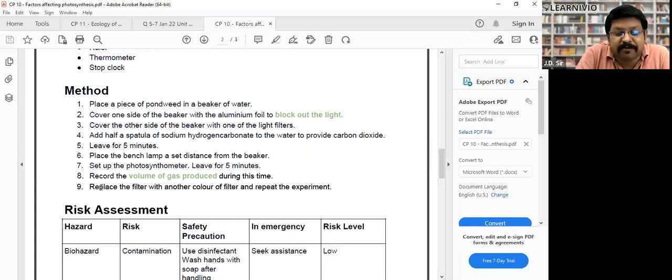So for this experiment, first thing you require is the photosynthetometer, that is a digital thing that comes. Second thing, luminous meter, that will define what the light intensity in the lab is. Sir, when we place the bench lamp, should we make sure the bench lamp is facing the aluminum foil or the other side? Other side, not the aluminum foil. Okay.